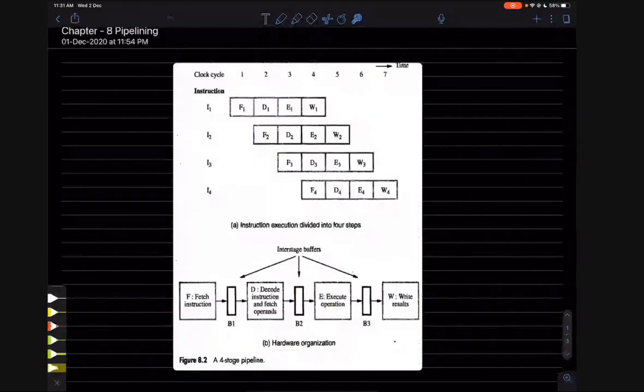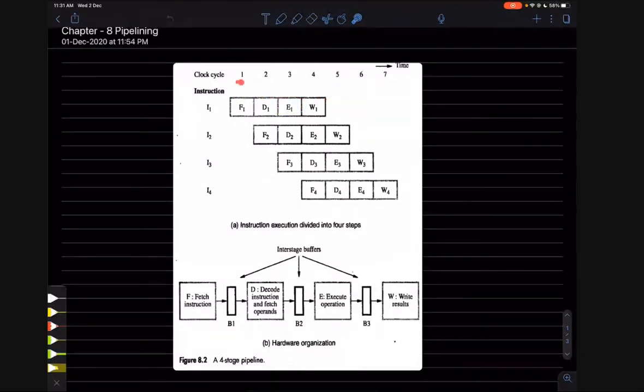Each of these units performs its task in one clock cycle. They want to perform their task in one clock cycle if it is not a complex type of instruction. Mostly fetch, decode and write are done in one cycle. Sometimes execute will take some more time, that we will see.